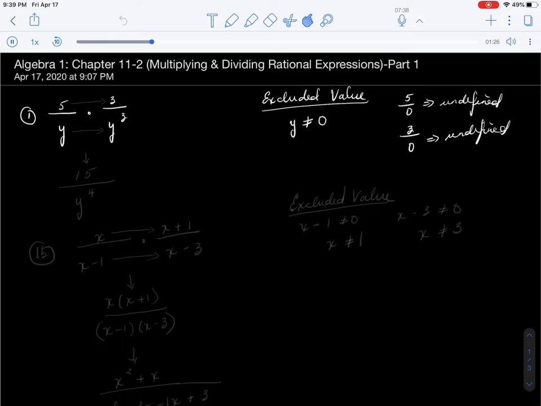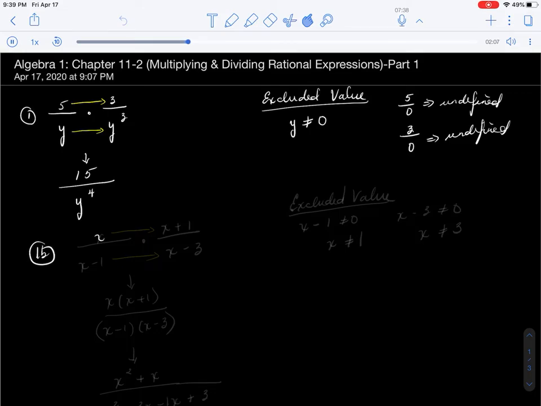We are multiplying. Remember, when you multiply fractions, make sure you cross cancel first before you multiply together. In this case, there's nothing in common, so I cannot cross anything out. I'm just going to do a straightforward multiplication. 5 times 3 is 15. And then y to the first and y to the fourth: exponent rule, same base, you just add the exponents.